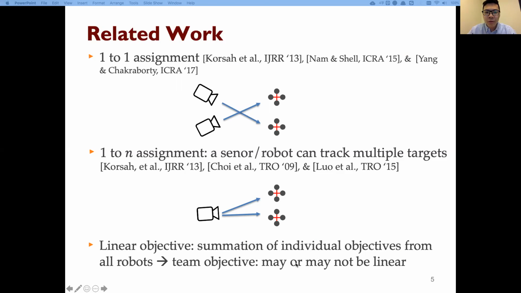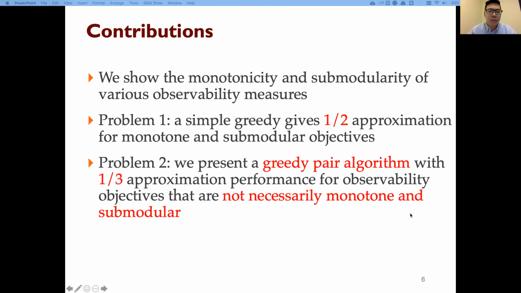So for solving the two versions of our assignment problem, we made three main contributions. First, we show some properties of various observability measures, such as monotonicity and submodularity. For solving problem one, we show that a simple greedy algorithm can give half approximation for monotone and submodular objectives. And for problem two, we present a greedy assignment algorithm with 1/3 approximation performance for arbitrary observability measures. So I will first talk about the observability measures and then the assignment algorithms.